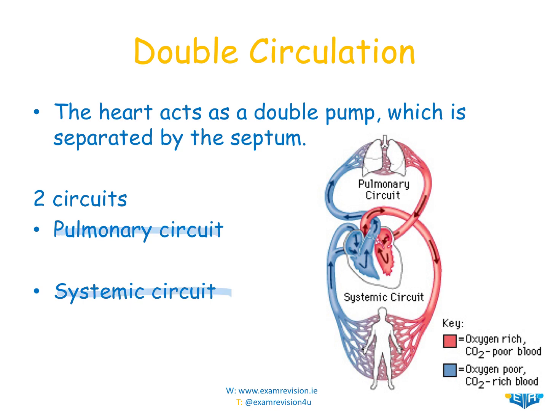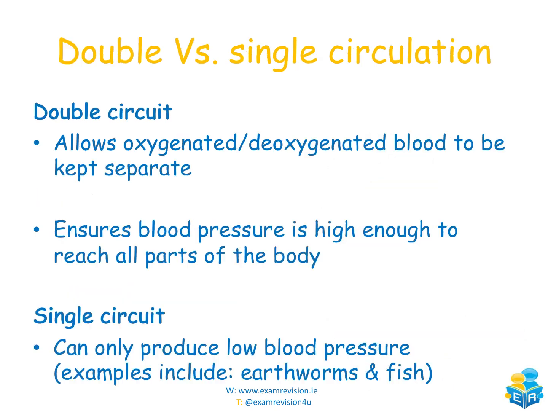The pulmonary circuit is where the deoxygenated blood comes up to the lungs, picks up its oxygen supply, and goes back down full of oxygen into the heart through the pulmonary vein. And the systemic circuit is where the blood is sent throughout the rest of the body. When the blood is pumped out through the aorta, it's used up by all of the cells in the body, and it comes back into the heart through the vena cava. So that's our pulmonary circuit and our systemic circuit.